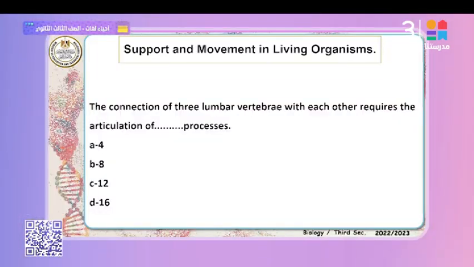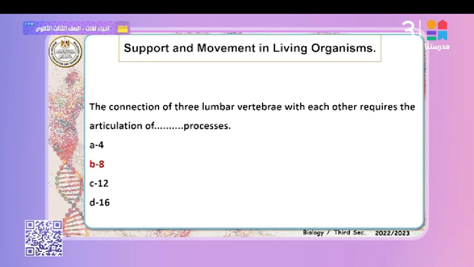Again, these are vertebrae number 19, 18, 17. This one connects with this one by the anterior. This one connects with this one by the posterior. This one connects with the upper one by the anterior, and the upper one connects with this one by the posterior. So the total number is 8 articulating processes. The best answer is B, 8 articulating processes. That's right.